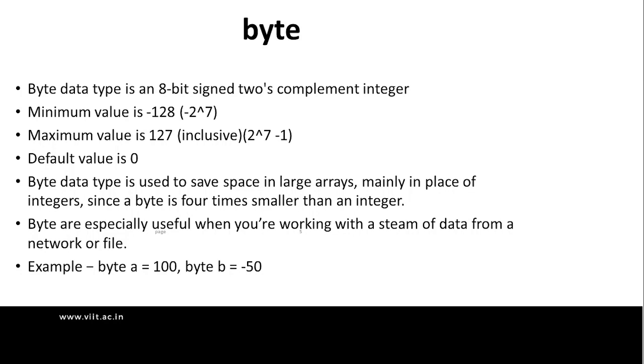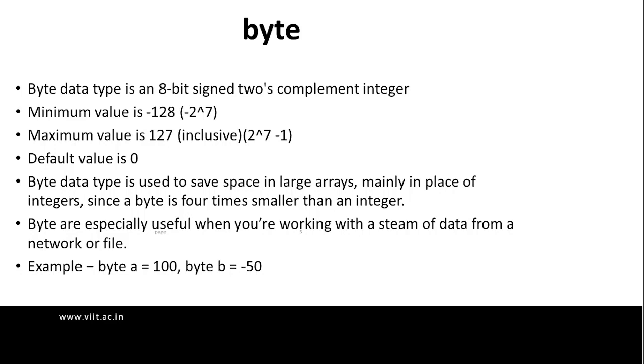So it goes from minus 2 raised to 7 up to 2 raised to 7 minus 1. The default value is 0. 0 to 127 is a total of 128, and from minus 1 to minus 128 is again 128. In this way, the total storage capacity of this byte is 256, and this is calculated through the total 8 bits that are there.